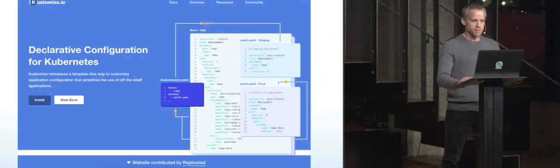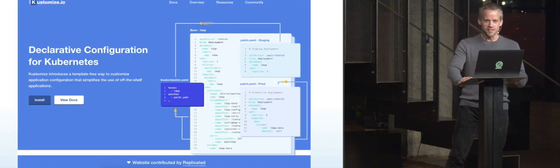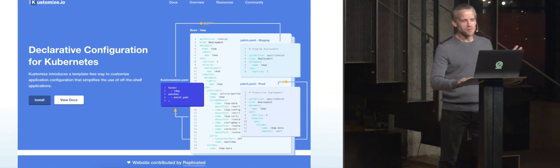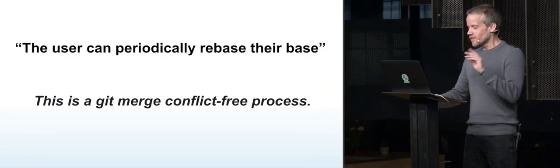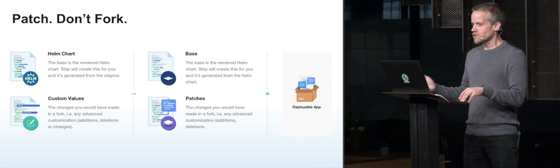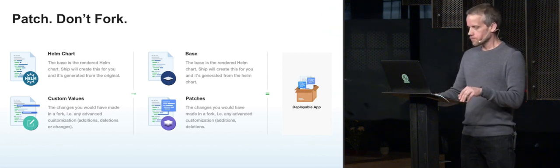We liked it. We made a website for Kustomize.io. We didn't write the project. It's a Google project, but anyway. So this creates a git merge conflict-free process and allows you to patch instead of forking.